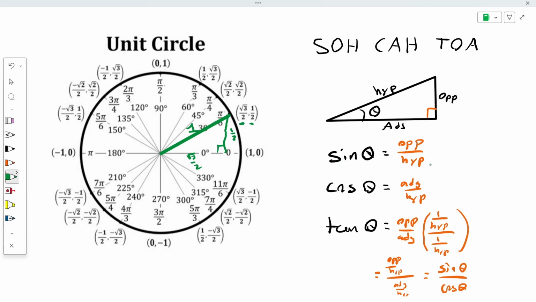And since the hypotenuse is 1, the sine of any of these angles will just be the y-coordinate, and cosine will be the x-coordinate. And then tangent is just the y-coordinate over the x-coordinate. So let's use that to do some examples.